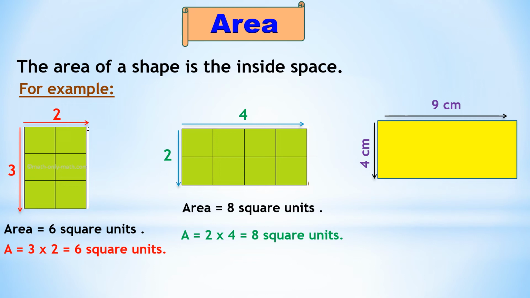I want to find the area, so I will multiply length times width. Length times width. This is a rectangle, so the area here is 4 times 9 equals 36 square centimeters.